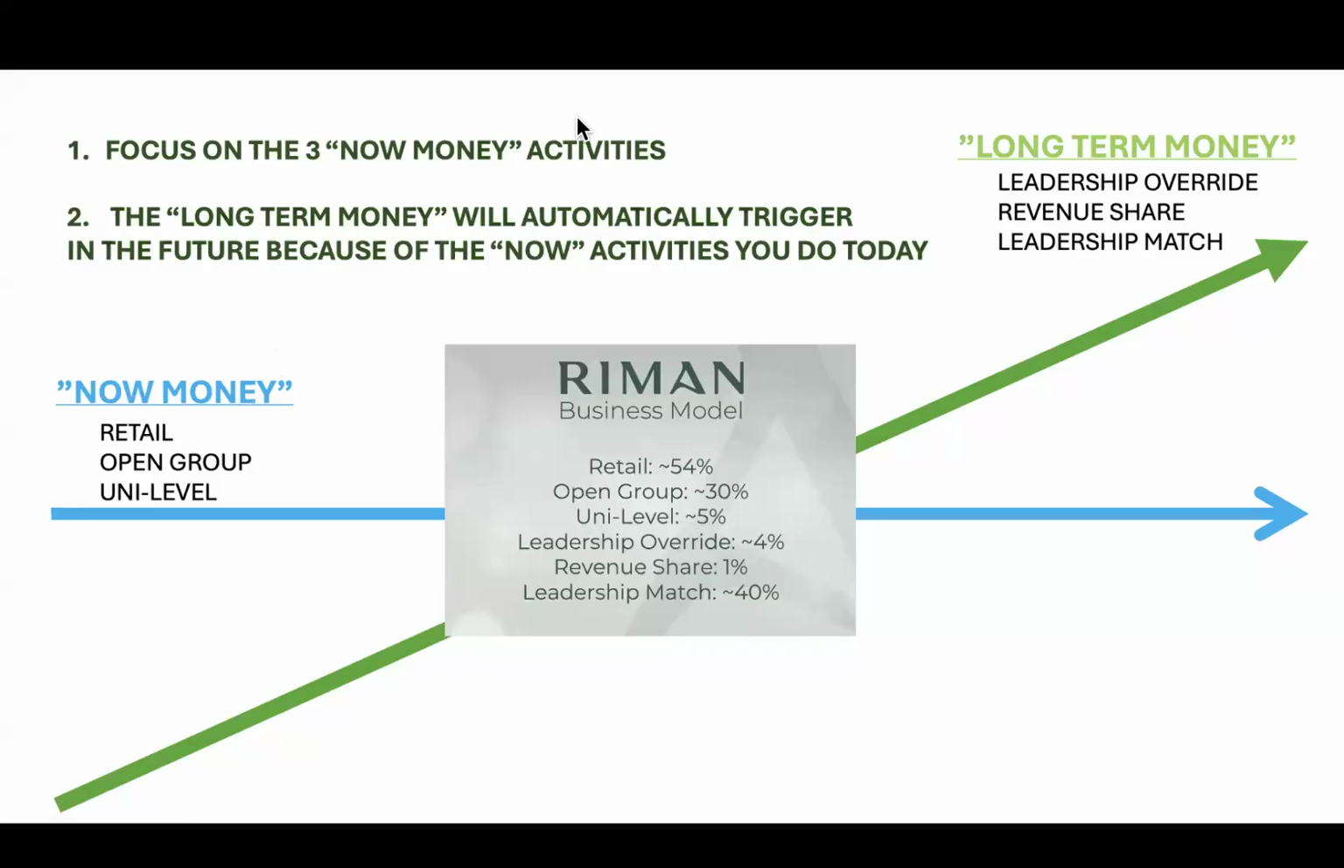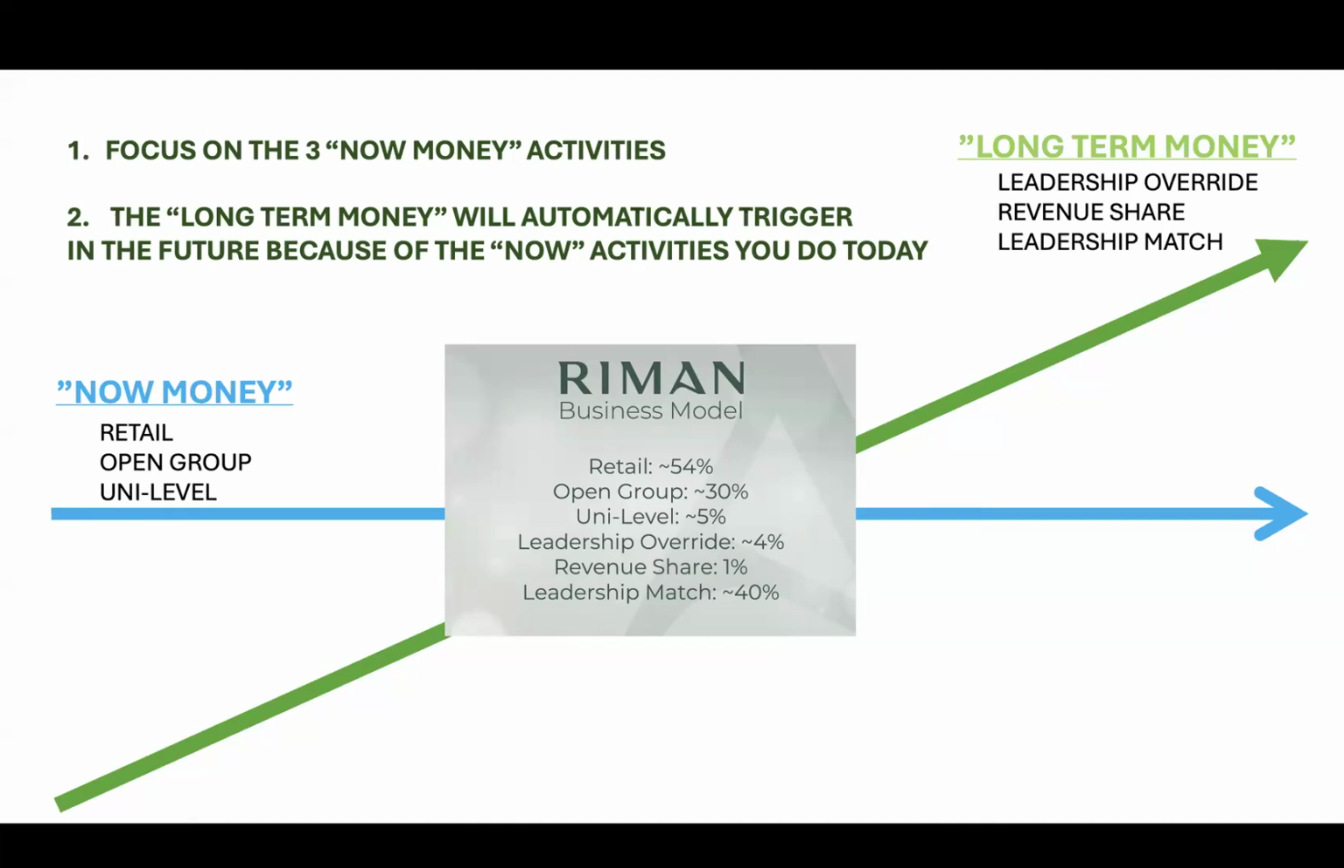Okay, so let me give you a very simple breakdown on how this compensation plan works. The best way I could tell you is there are two elements to our business. There is a now money element where you do the work now, you do the activities, and you can get paid handsomely and nicely. And then for being consistent and building a duplicatable business, there is long-term money that's going to pay you so you can sail off into the sunset, right?